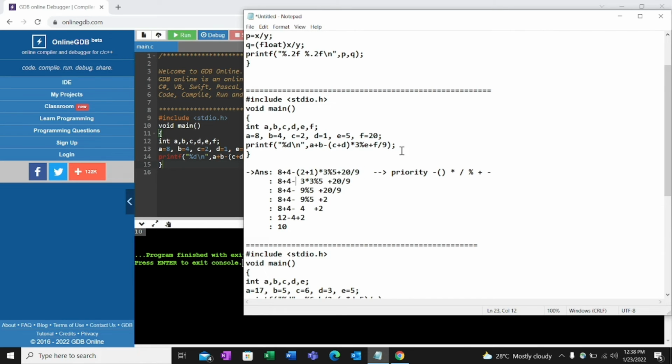Now go priority-wise. First comes bracket, then multiplication, division, modulo, then plus and minus. So first priority is the bracket: 2 plus 1, so 3 will be put. Second priority is multiplication, so 3 into 3 is 9. The rest of the formula stays the same. Next priority is division, so 20 divided by 9 will give 2. Then modulo: 9 modulo 5 gives remainder 4. Then plus and minus have the same priority, so go left to right: 8 plus 4 minus 4 plus 2, like 12 minus 4 plus 2, gives 10. So the output is 10.